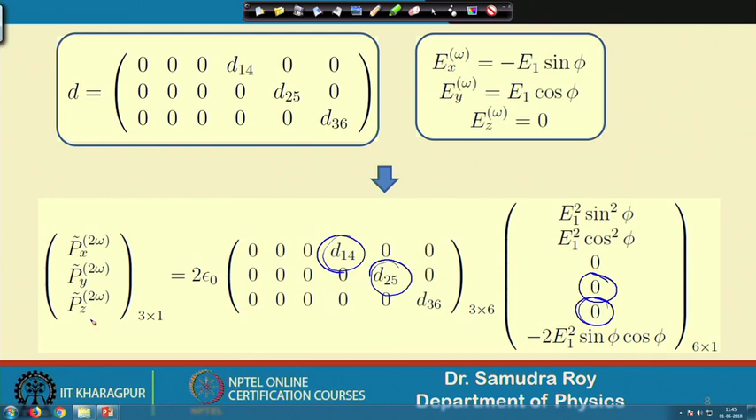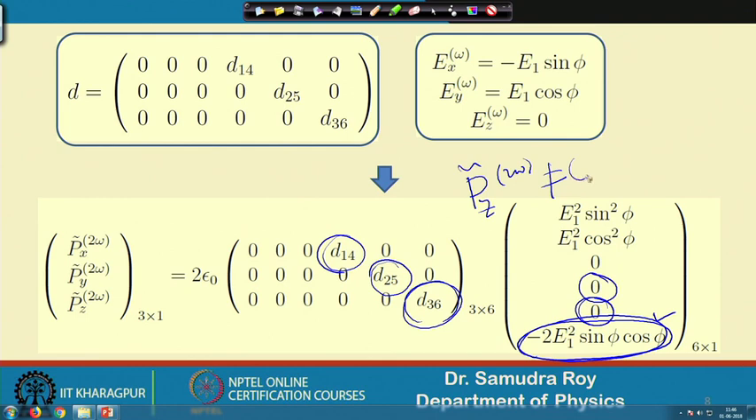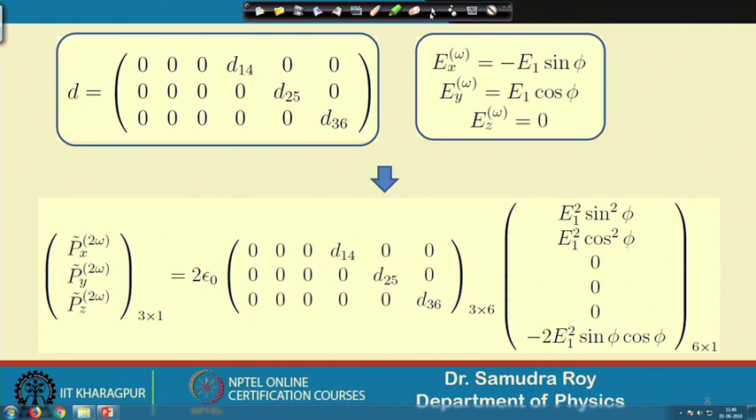But here we find that for p z we have d 36 term sitting here, that should be multiplied with the last term, which is non vanishing right now. Because this term is non vanishing, we will get some kind of contribution out of that. So, the most important thing that we figure out is that p z at 2 omega is now not equal to 0. That means it is going to contribute and generate some field having frequency 2 omega. So, second harmonic generation might be possible under this structure. So, let us see what we have in the next slide.